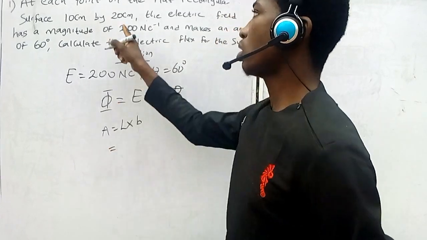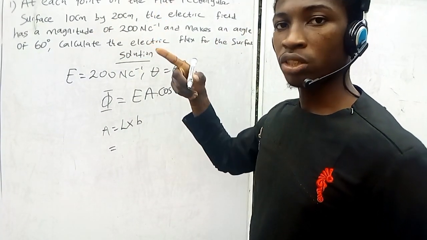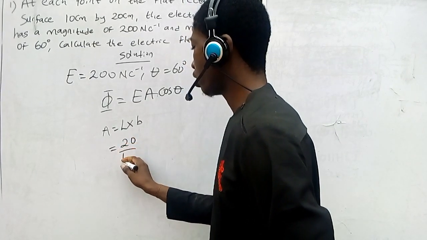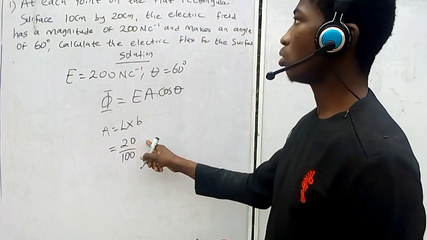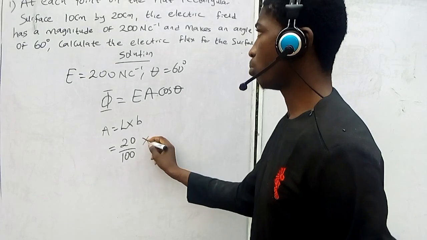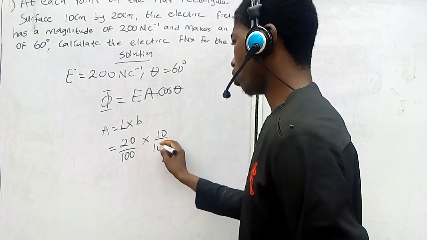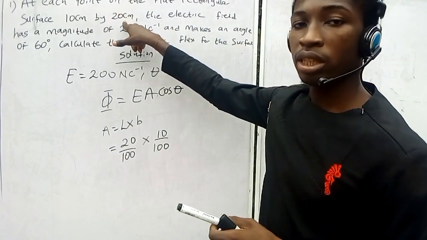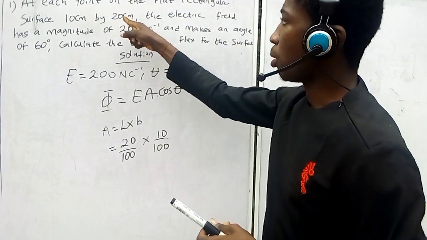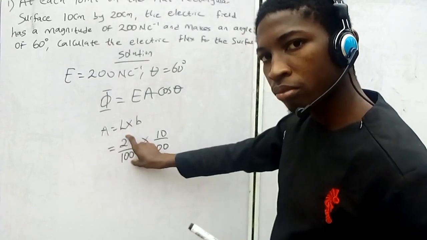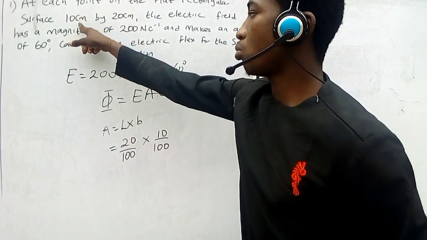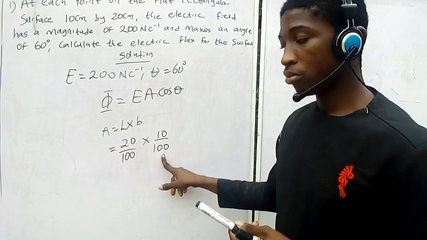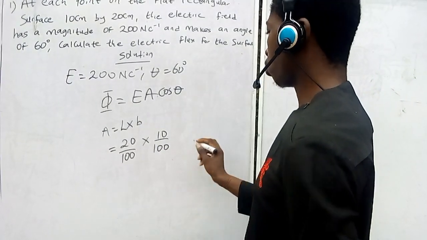For the length, 20 cm to meters is 20 divided by 100. Then the breadth will be 10 divided by 100. Are you confused? This 20 cm is in centimeters, so I have to convert it to meters: 20 divided by 100. Times this 10 cm, which is also in cm, so I convert it to meters: 10 over 100. Goes like that.